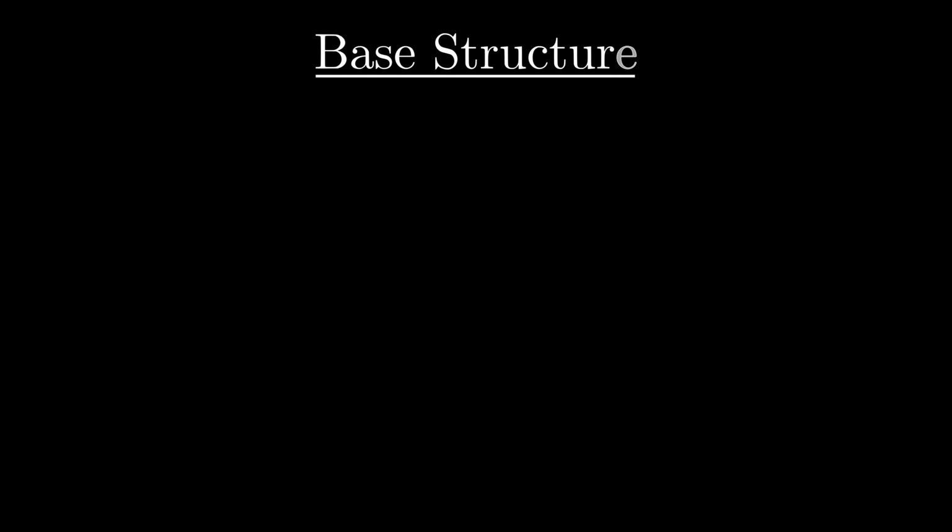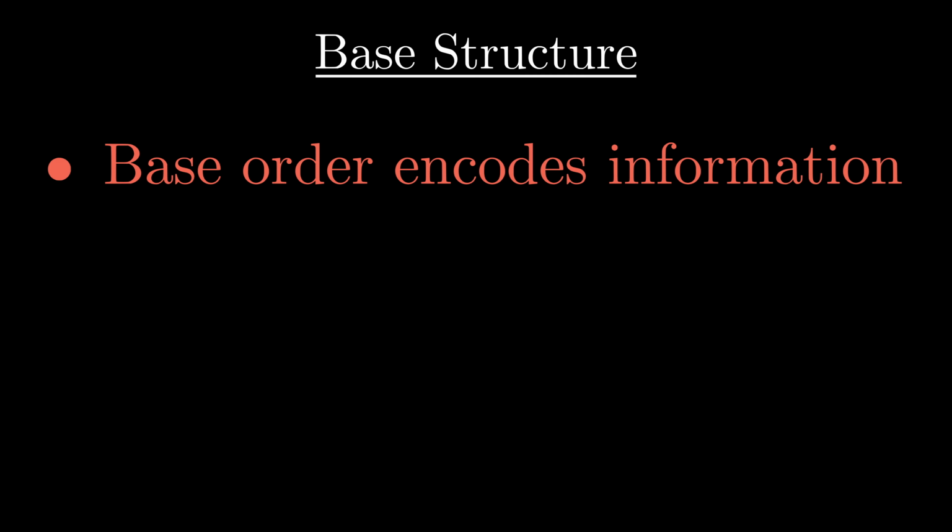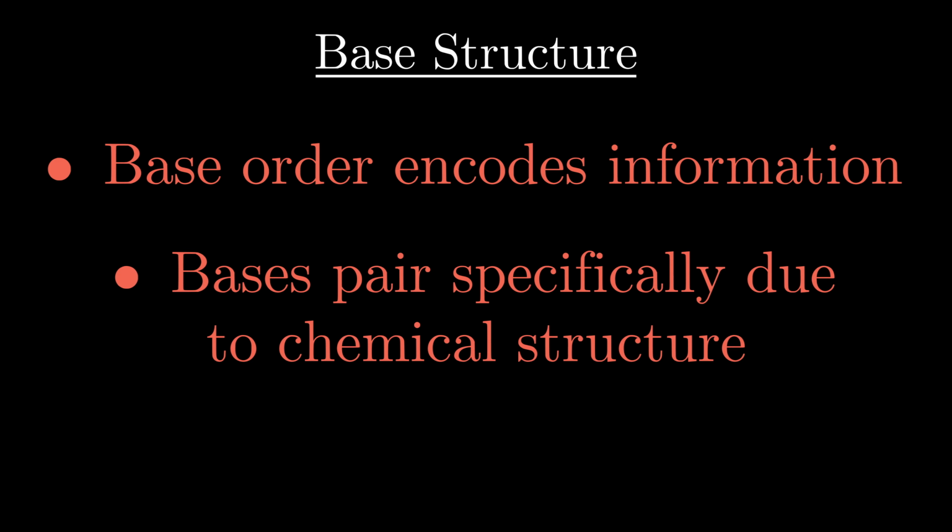So we know there are a bunch of bases that can be incorporated into nucleotides, but why is it important to understand their structural differences? Well, first, the base order in nucleic acids encodes information, either protein sequences or other things. And the structure of each base controls which other base it can pair with. And as we shall see later, this is the mechanism which allows nucleic acid strands to be copied.